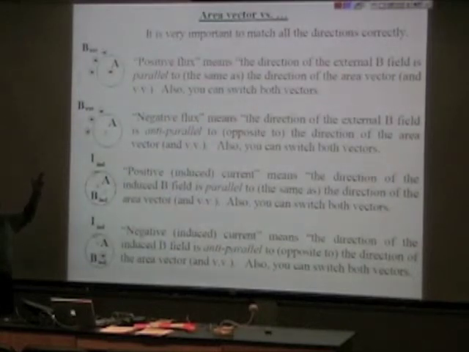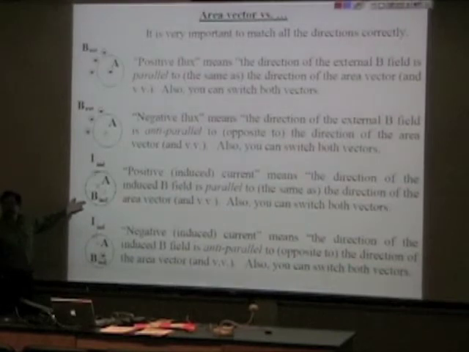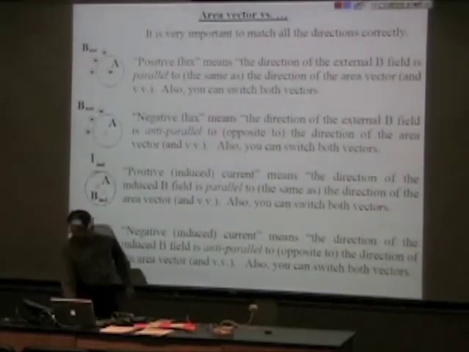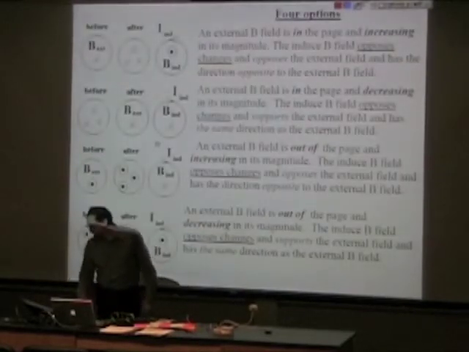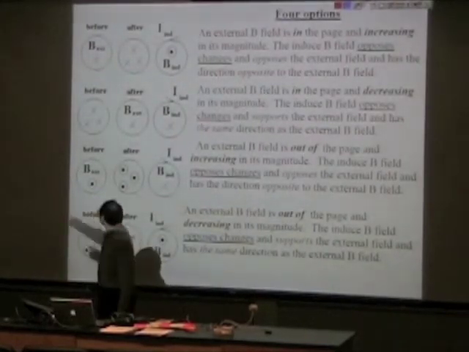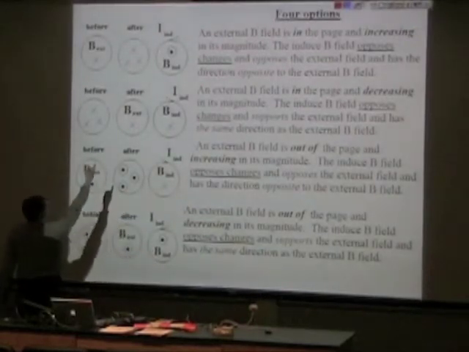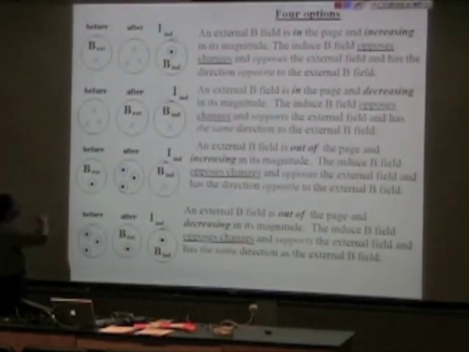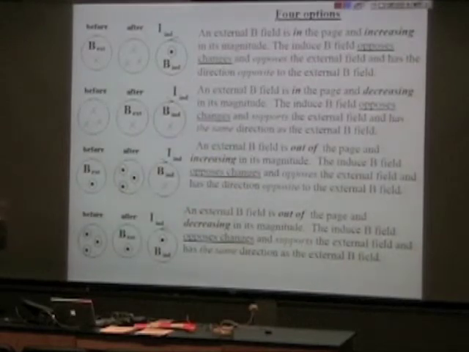External field has a positive flux, external field has a negative flux. Induced field is positive, induced field is negative. What about changes? Well, again, we have only a limited number of options. This is our first experiment: the induced field is out because flux was in, more flux in, induced current is counterclockwise.